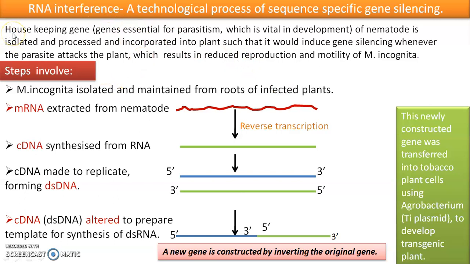So how is in vitro processing done to generate that silencing process? This technology is for silencing a specific gene, here the gene of the nematode. So housekeeping genes, that means genes essential for the nematode to be a parasite to the plant, and that is very vital for the development of the nematode. That gene is silenced. So we have to first get that gene which is responsible for the growth of the nematode, allowing it to parasitize the plant.